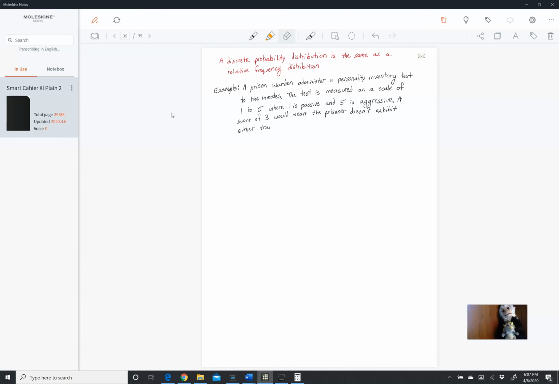Okay, so I'm going to give you a frequency distribution, and the frequency distribution is going to be based on all of the inmates who are currently in that prison. So it was administered to every inmate currently in the prison. And then we're going to use this to say, okay, what's the probability that if the next prisoner walks in, what's the probable score on this test? A 1, 2, 3, 4, or 5.